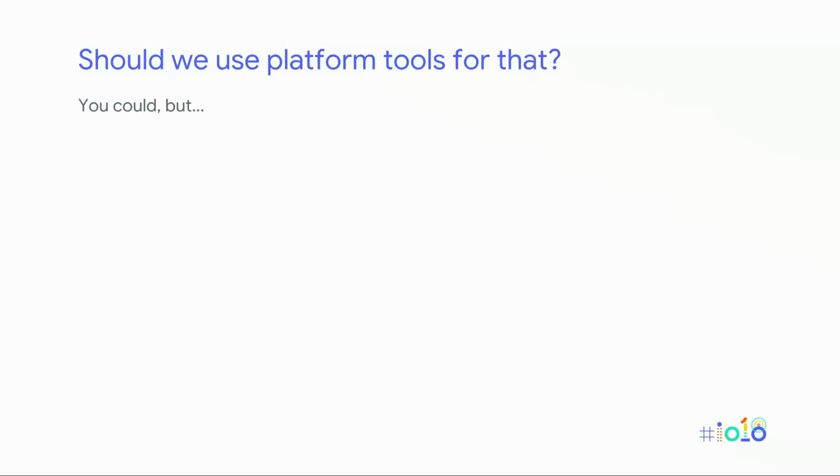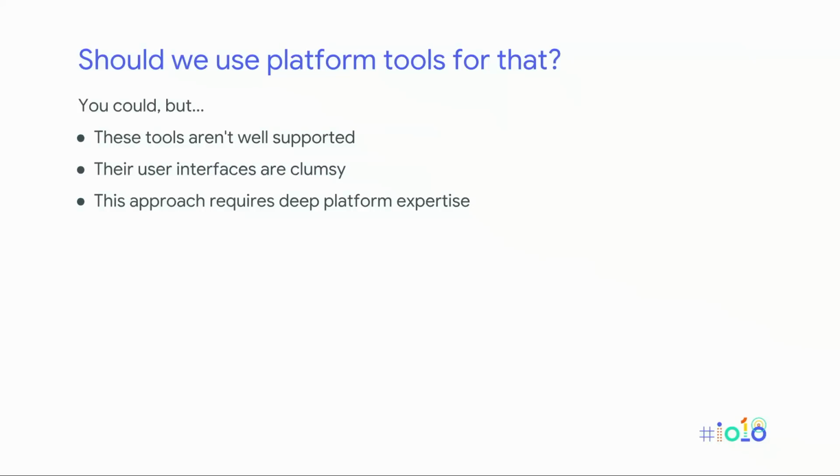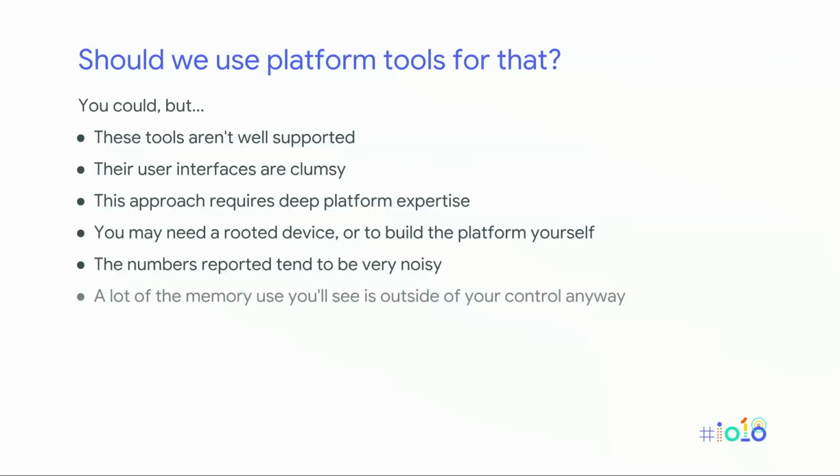So we have these platform tools. Should we use them? Can we use them? Well, certainly you could. They're all available, but some caveats with these tools: they tend not to be well supported. They have very clumsy user interfaces, as you just witnessed from my snapshots. This approach requires quite a bit of deep platform expertise to understand, for instance, what's the difference between dex mmap, vdex mmap, oat mmap, where are these things coming from. You might need to have a rooted device, such as in the case for showmap and debug malloc. You might have to build the platform yourself if you want to get your hands on AHAT or the symbols that debug malloc needs to desymbolize.